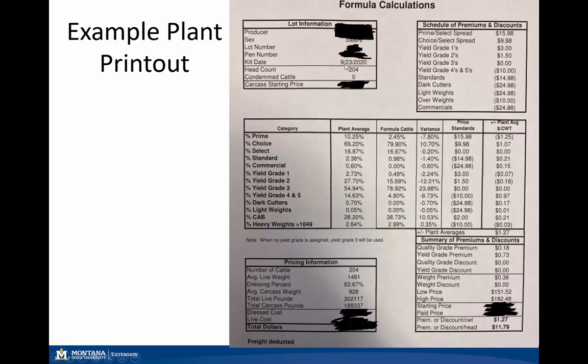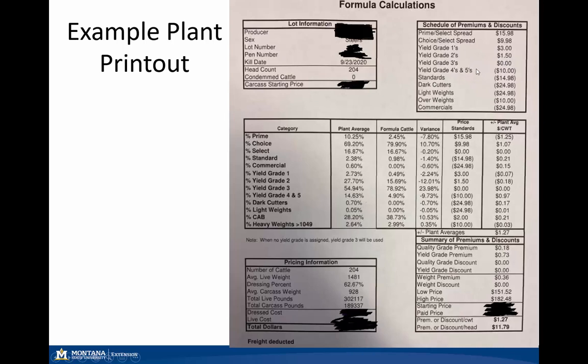The big one, when were they harvested, how many went, and then we have our premiums and discounts for that day. So we have the prime select spread, the choice select spread, yield grade 1, 2, and 3, yield grades 4s and 5s. Now, yield grade 3 is considered average, so there is no discount or premium, and as you reduce the number of yield grade, which increases cutability, you receive a premium for that. But as you get into a 4 and a 5, you get a discount.